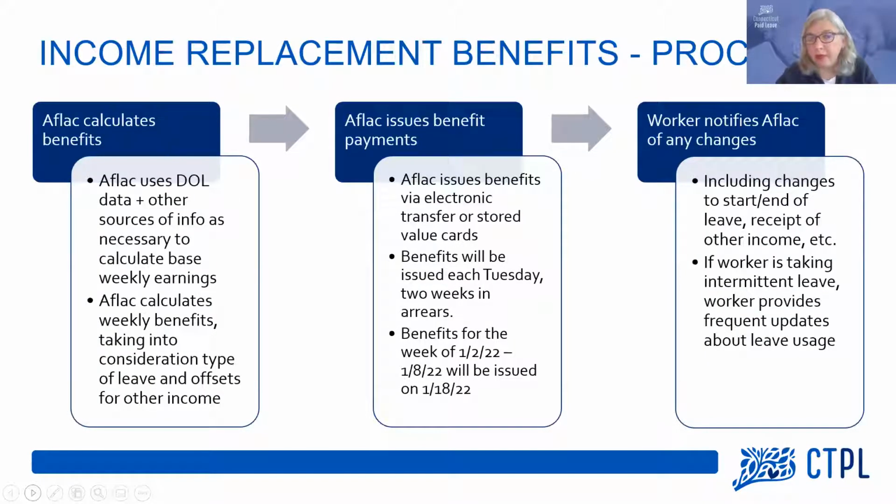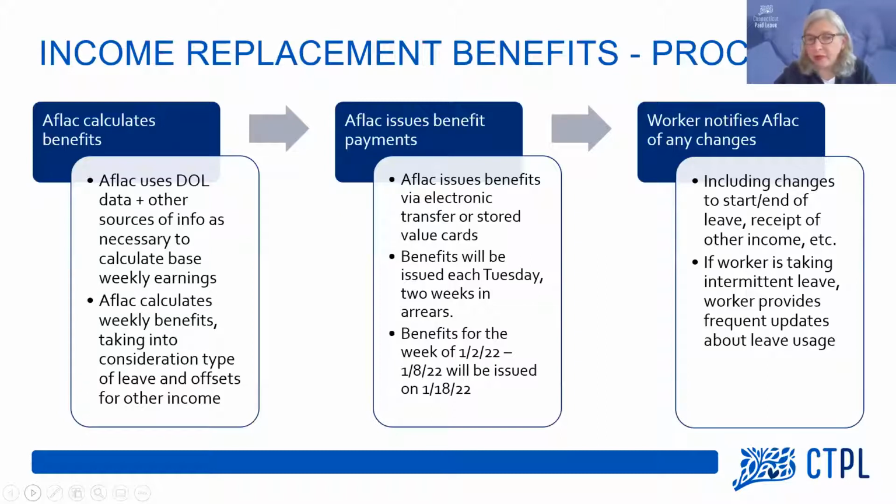But if it's approved, we will go ahead and calculate the benefits using the information we get from DOL as well as other sources like the employment verification form. And we'll calculate the weekly benefits. Those benefits will be issued either by electronic transfer or through a stored value card or a debit card. Basically, we plan to issue benefits every Tuesday. It's really a week and a half in arrears. So, for example, the benefits for the week of January 2nd through January 8th will be issued on Tuesday the 18th. So a week and a half after the first week ends.